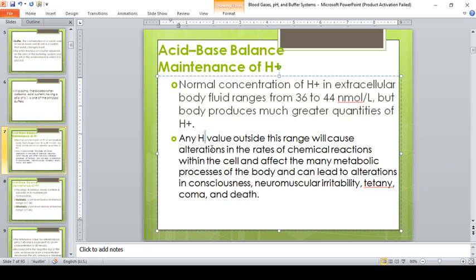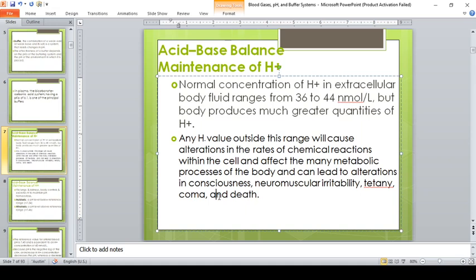Any hydrogen ion value outside this range will cause alteration in the rates of chemical reactions that may lead to alteration sa consciousness, neuromuscular irritability, tetany, and coma and death. Okay, that's why maintenance of the hydrogen ion or the acid-base balance is very important in the body.